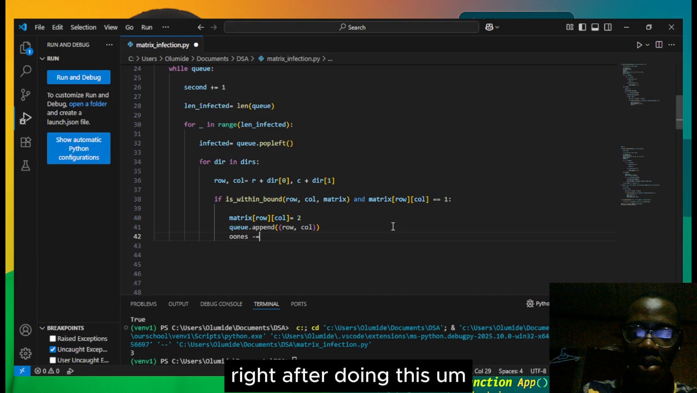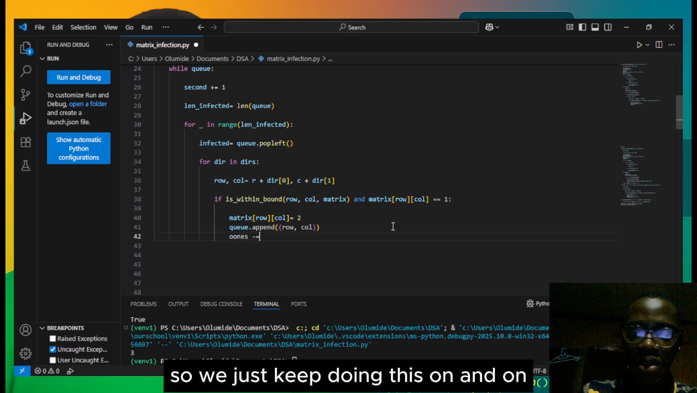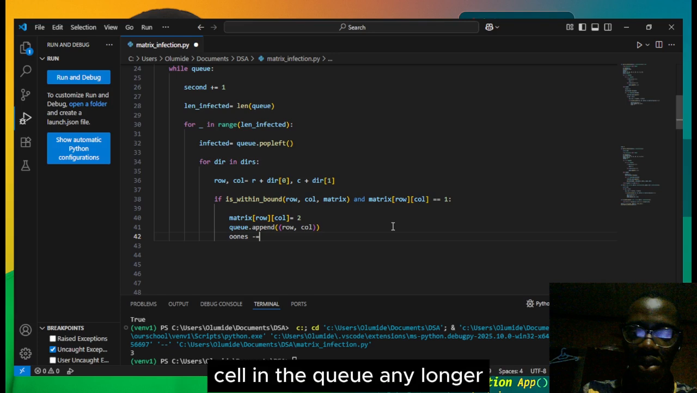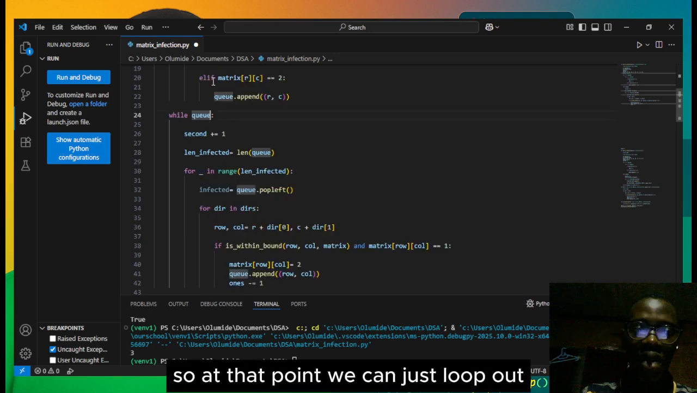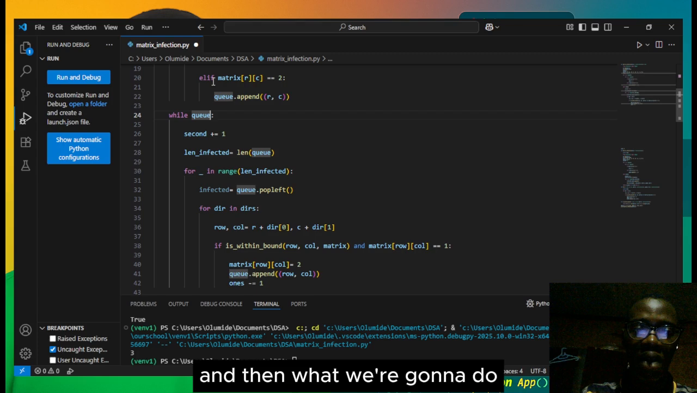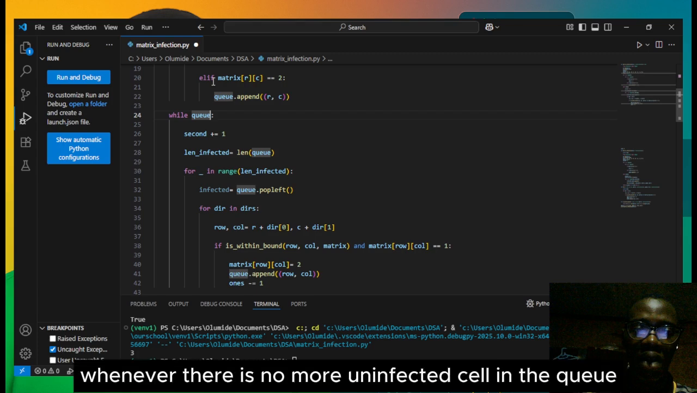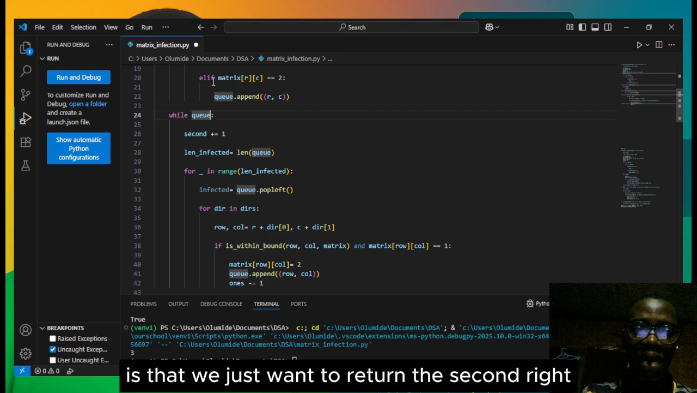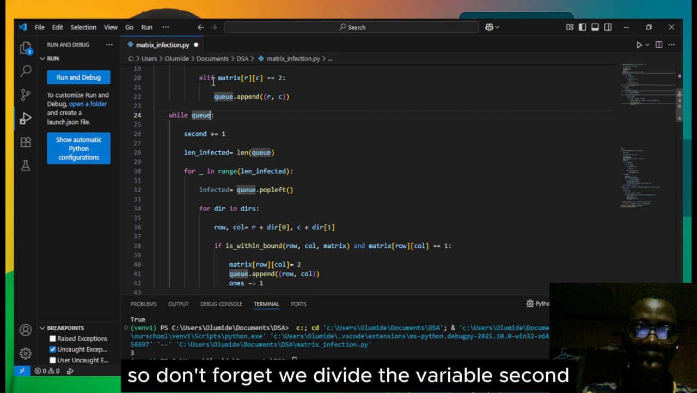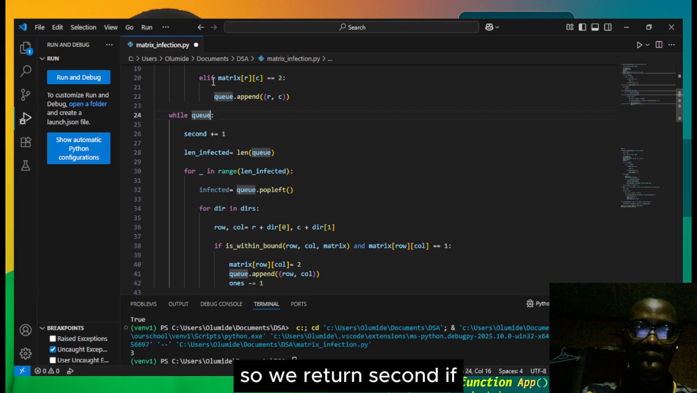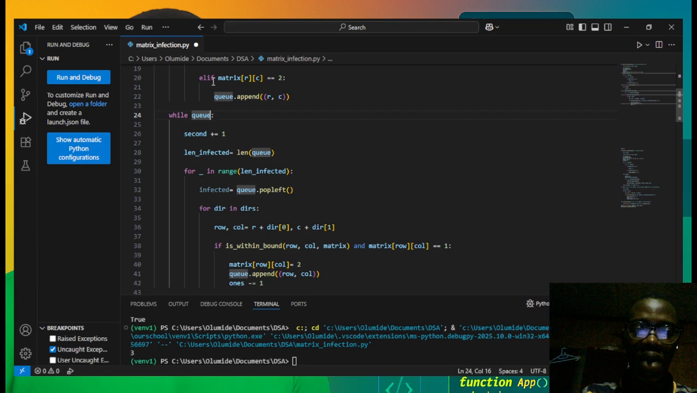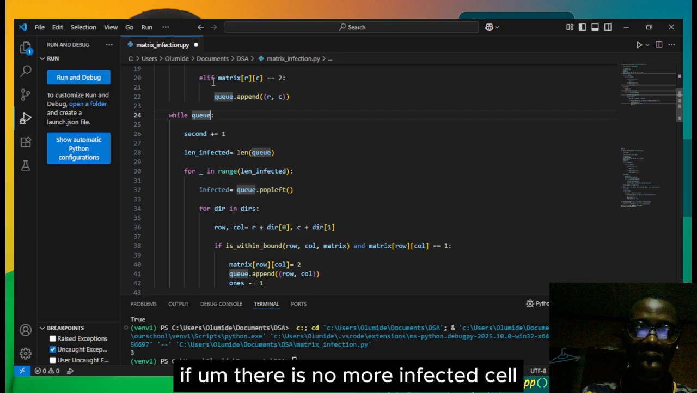After doing this, this is quite all we want to do. We just keep doing this on and on until there is no more infected cell in the queue any longer. At that point we can just loop out. And then whenever there's no more infected cell in the queue, we just want to return the second. Don't forget we defined the variable second.